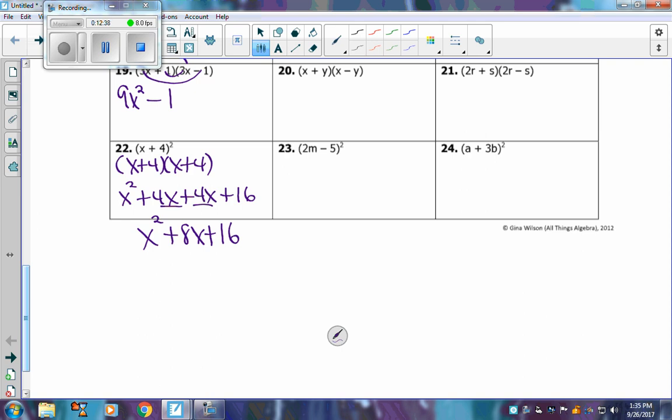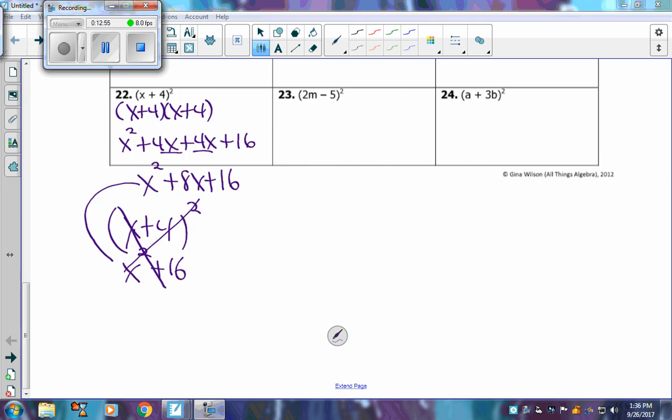Okay, you try 23. I've kind of moved a little quickly on this because I really feel like you guys get it. If I'm going too quick, please let me know. Were your outer and inner terms the same on this one? Mm-hmm.